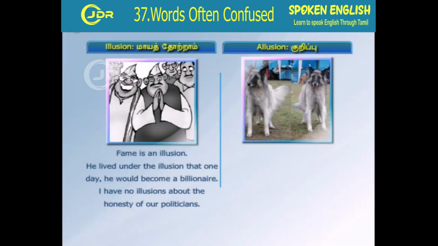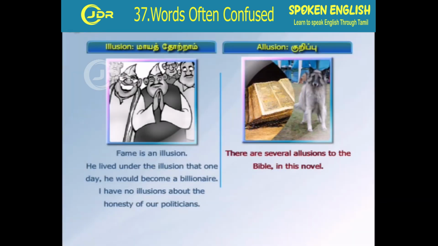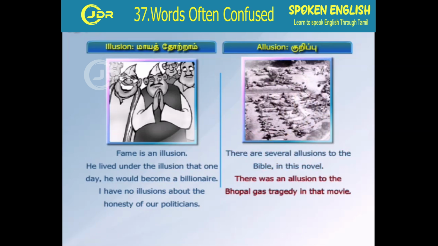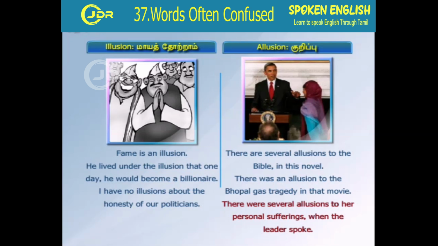Allusion, குறிப்பு. There are several allusions to the Bible in this novel. There was an allusion to the Bhopal gas tragedy in that movie. There were several allusions to her personal sufferings when the leader spoke.